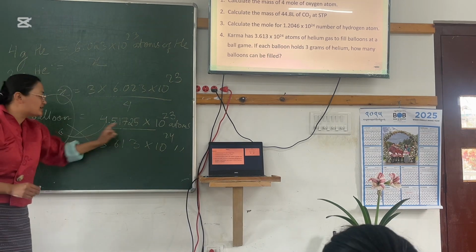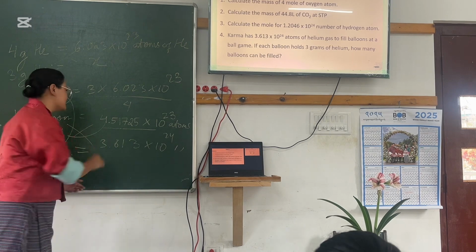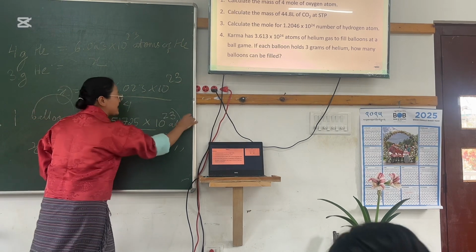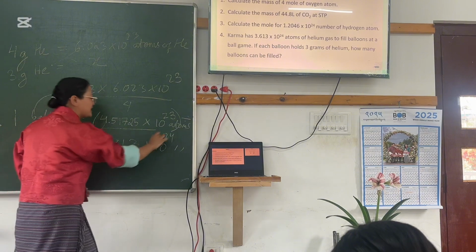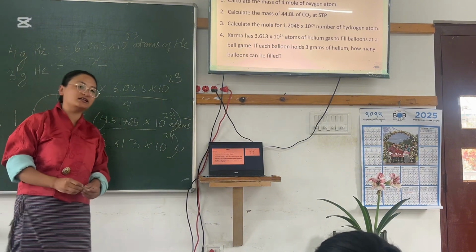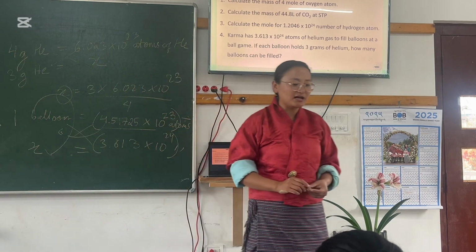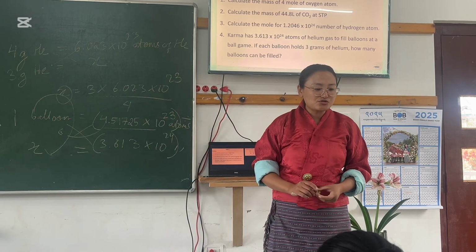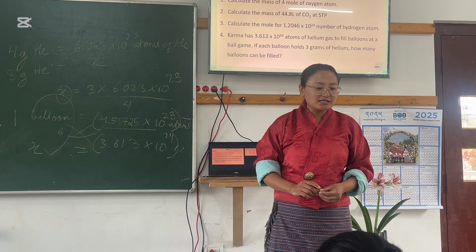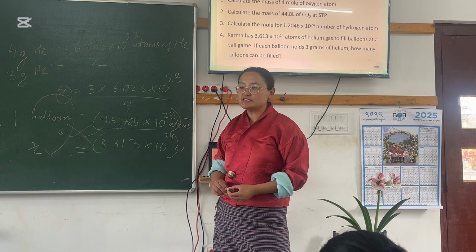Divide this by this. You have to put brackets, my dear. If you don't put brackets, you will not get the answer. Open bracket, close bracket, divided by open bracket, close bracket. If you don't put brackets, it will be so many balloons, like Kime said. That's why I asked you to bring a calculator to the class. You have to know how to punch the data there. How many balloons is it?